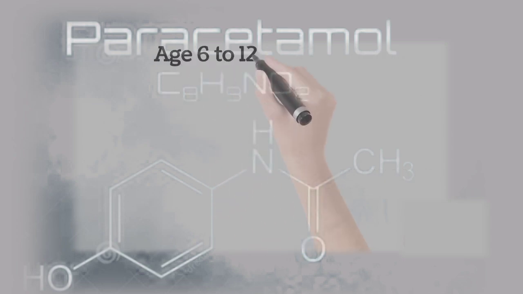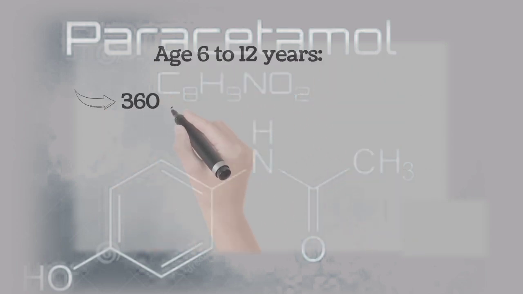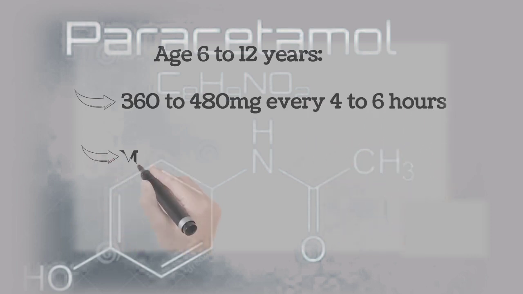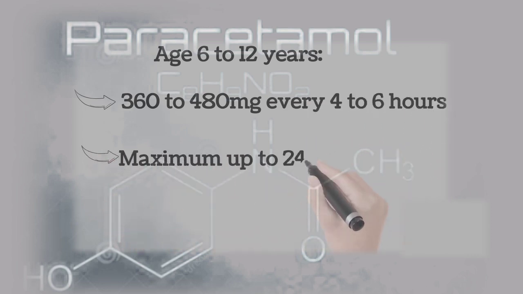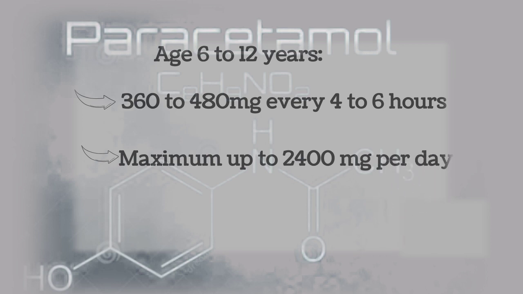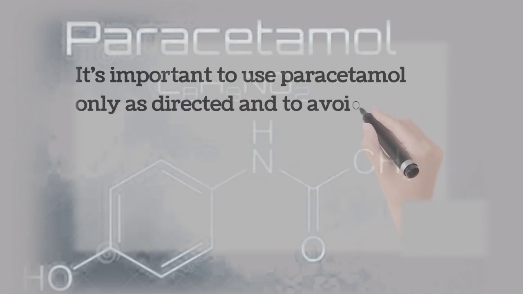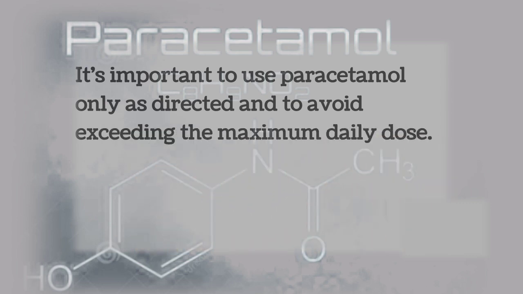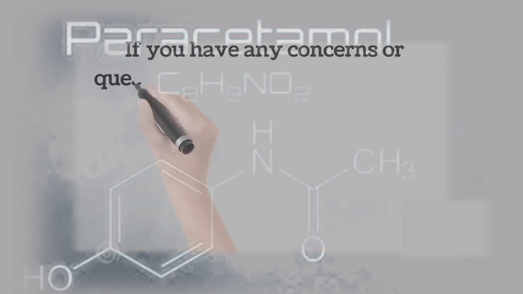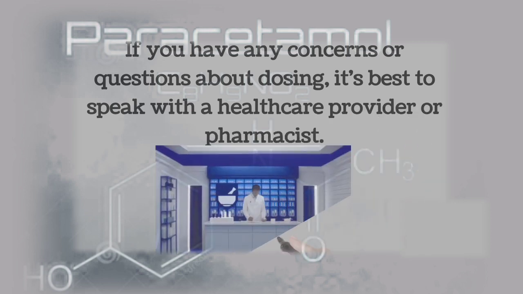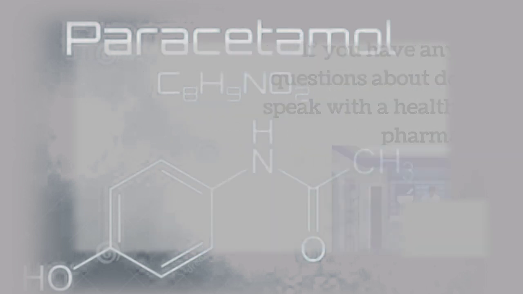For children aged 6 to 12 years, the recommended dose is 360 mg to 480 mg every 4 to 6 hours, up to a maximum of 2400 mg per day. It's important to use paracetamol only as directed and to avoid exceeding the maximum daily dose. If you have any concerns or questions about dosing, it's best to speak with a healthcare provider or pharmacist.